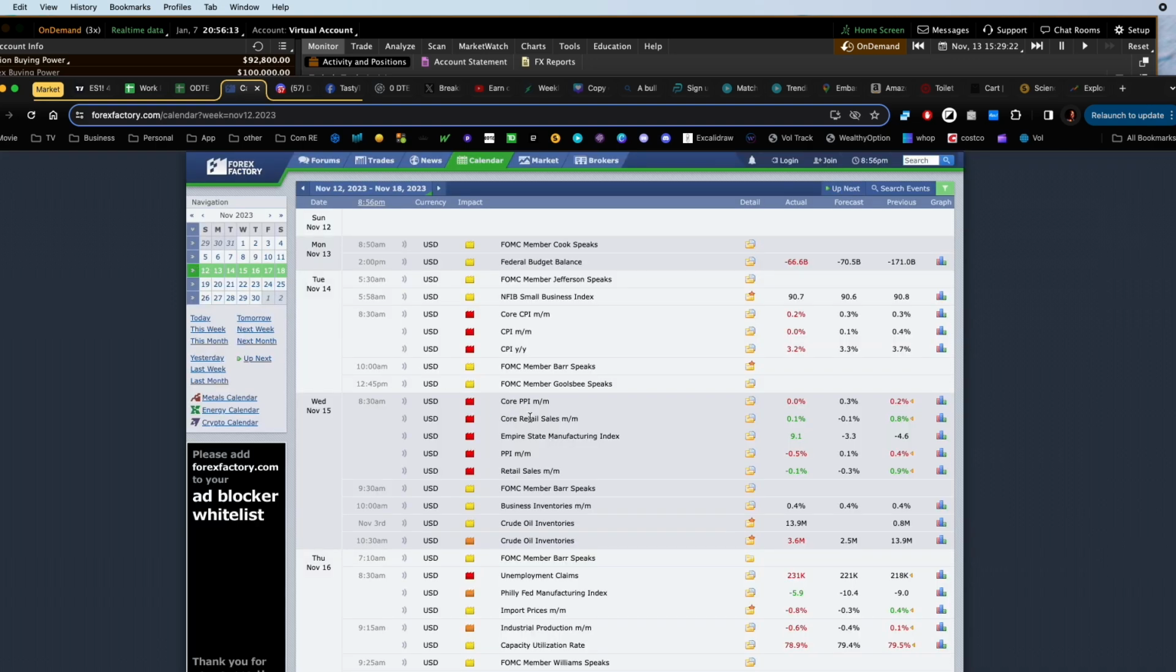CPI, right before the market. PPI, I mean. Yeah, CPI here. PPI doesn't really do that, but CPI does. So we're going to get blown out of the water because of CPI.